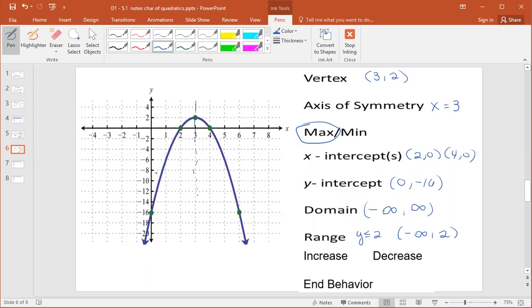Okay, increasing. So the increasing is this left side here. We know that we go along the x-axis, so from negative infinity to our axis of symmetry here at 3 is going to be the increase. And then the right half from 3 to positive infinity in this case is the decrease, because that's where we start coming back down. And end behavior, both are pointing down, so negative infinity and negative infinity.